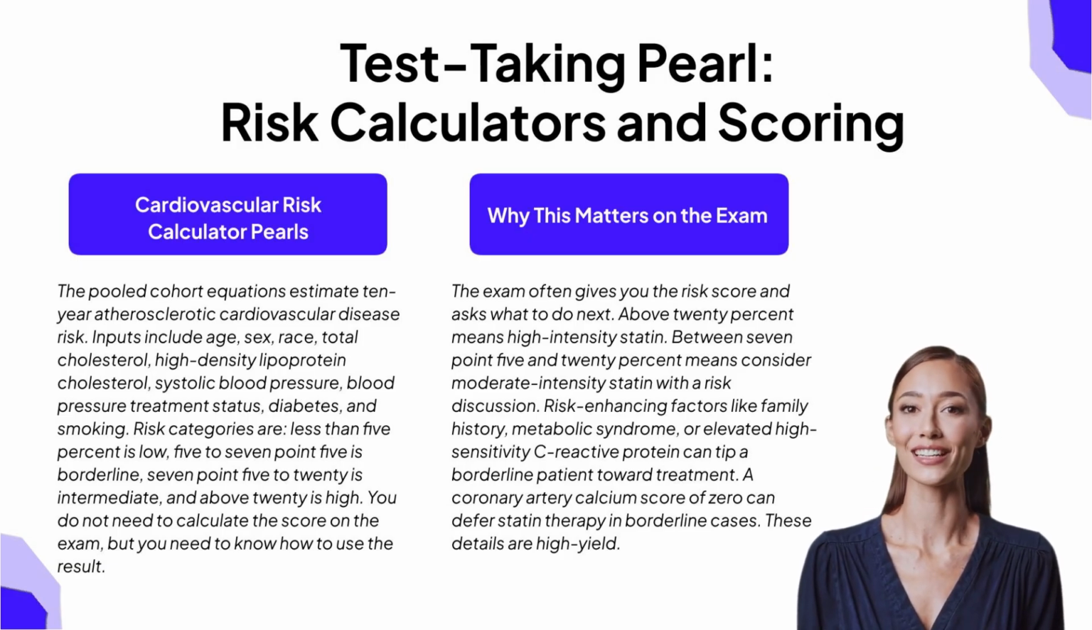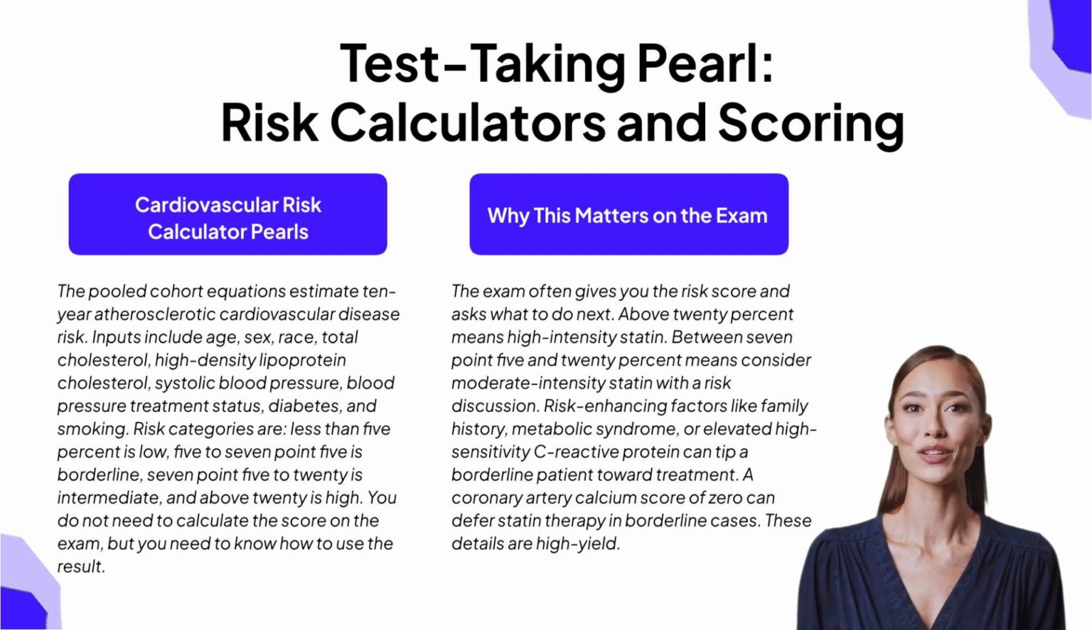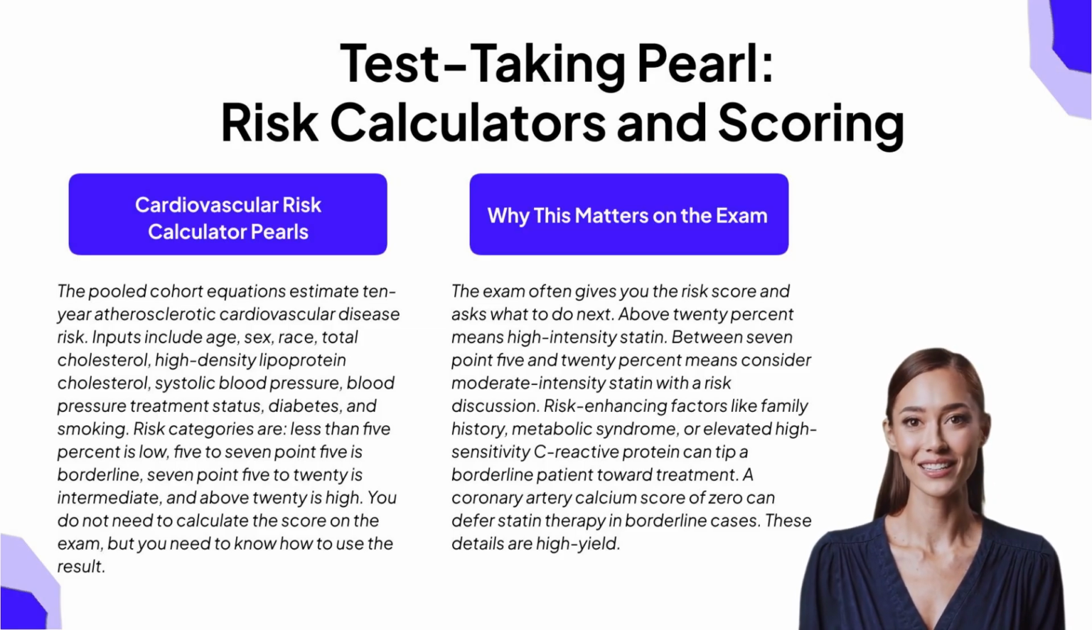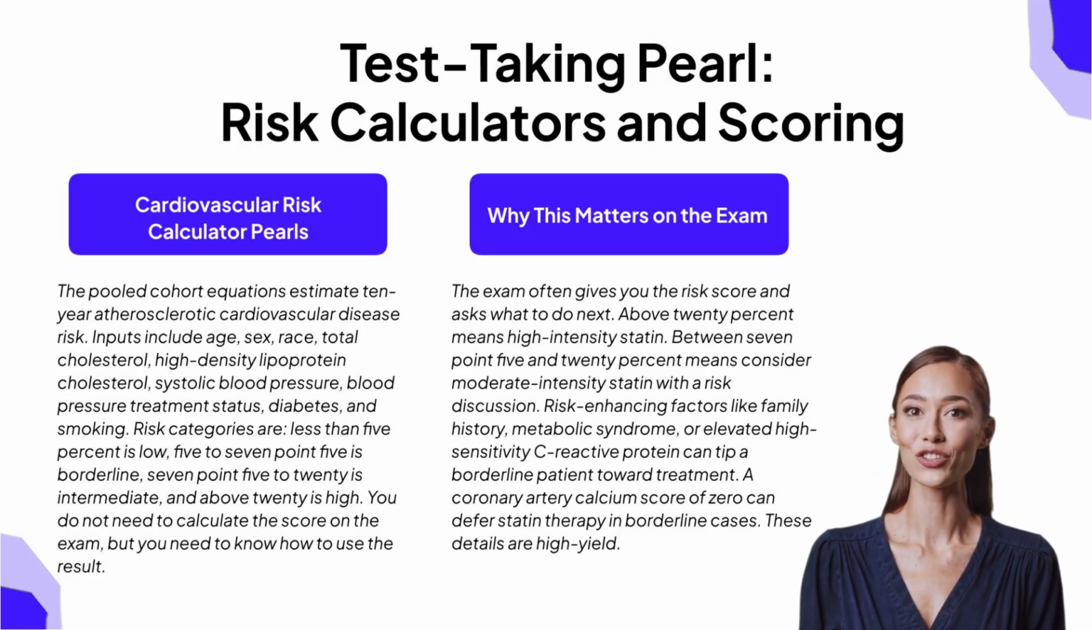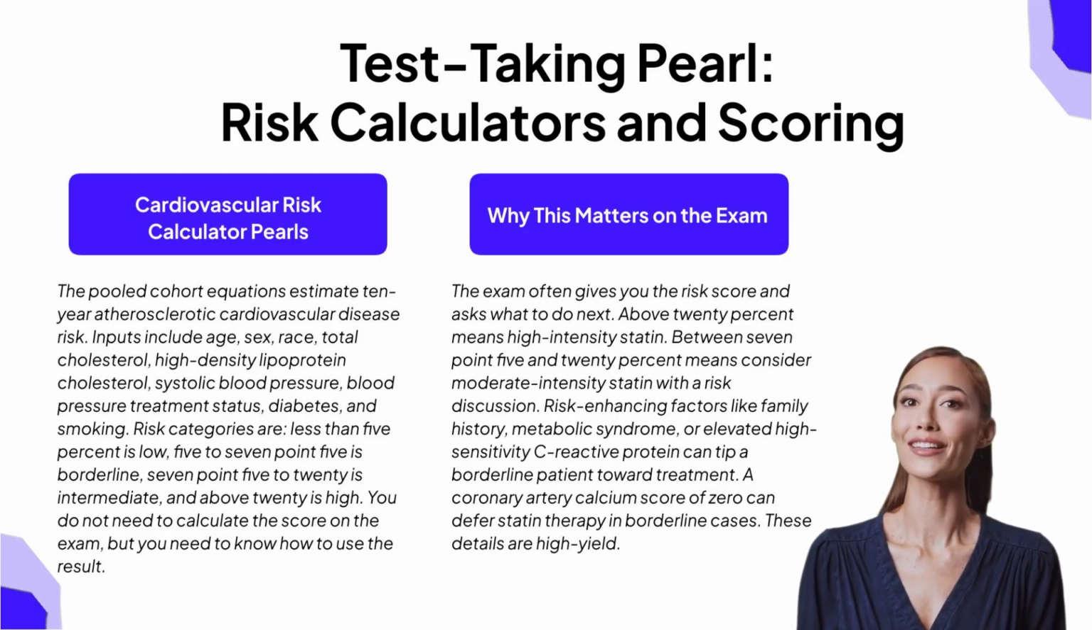result. Risk categories are: less than 5% is low, 5 to 7.5 is borderline, 7.5 to 20 is intermediate, and above 20 is high. A risk above 20% means high-intensity statin. Between 7.5 and 20% means consider moderate-intensity statin with a risk discussion. Know that risk-enhancing factors like family history, metabolic syndrome, chronic kidney disease, or elevated high-sensitivity C-reactive protein can push a borderline patient toward treatment. Also know that a coronary artery calcium score of 0 can defer statin therapy in patients who are on the fence. These are high-yield details.